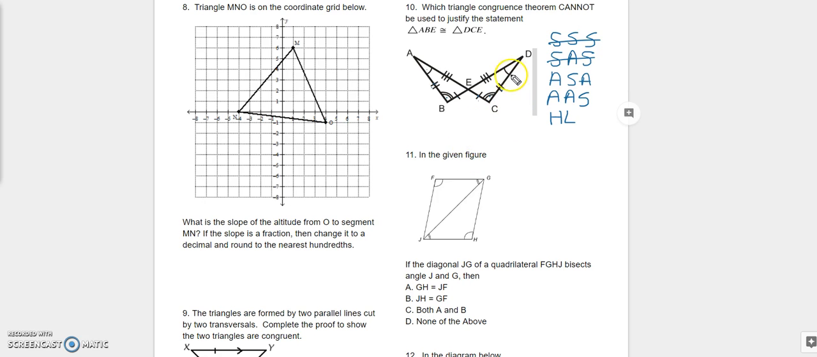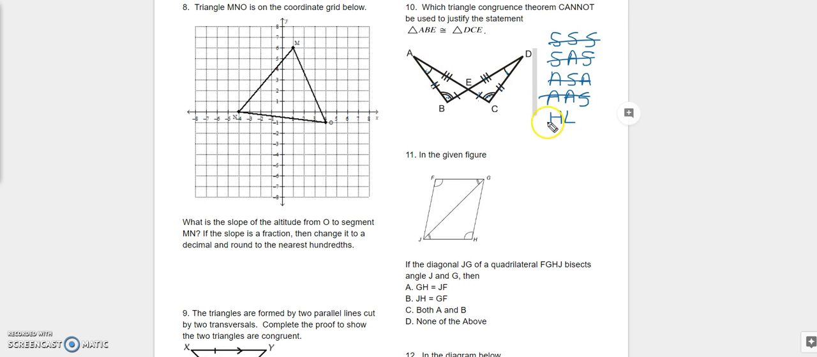Angle, side, angle, I have. Here's my angle, here's my side, here's my angle, and I have the corresponding parts here, angle, side, angle. So that means that's not my answer choice because I do have it. Angle, angle, side. Here's my angle, here's my other angle, and then here's my side. And that would also work with the third side too because I could go backwards. I have those corresponding parts over here, angle, angle, side. So that's not my option.